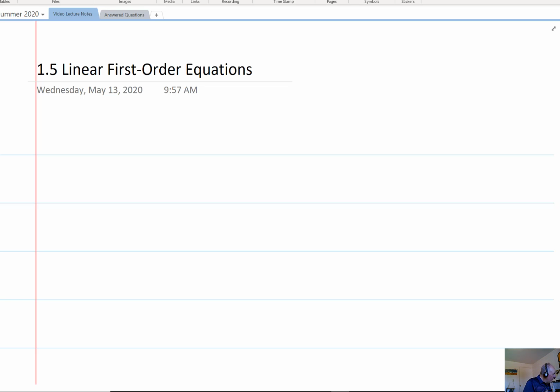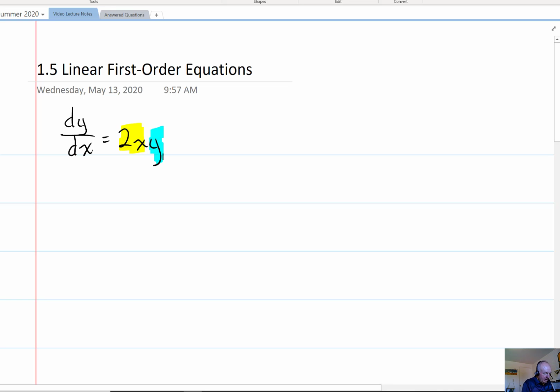All right, so if we look back to this idea of separation of variables, say for instance a problem like this, dy/dx equals 2xy, where we require y to be greater than 0. We talked about solving this by separation of variables because that's possible because this right-hand side can be written as a factor that is only a function of x times a factor that is only a function of y, right?